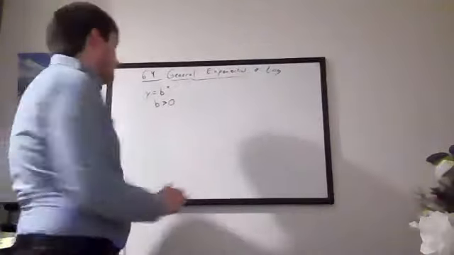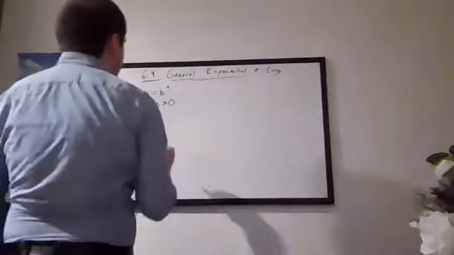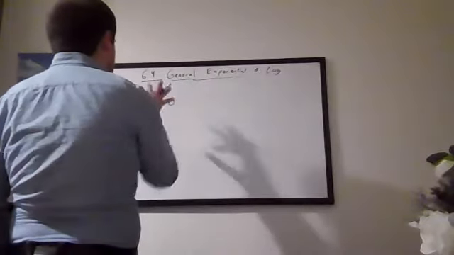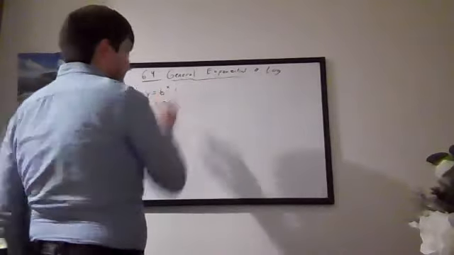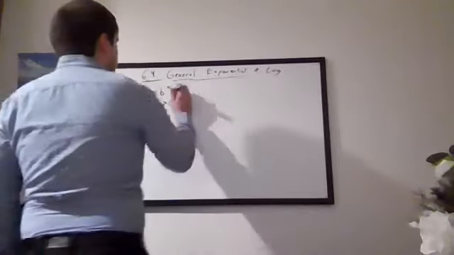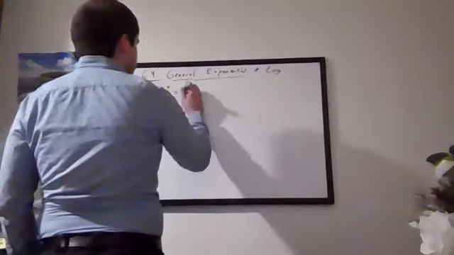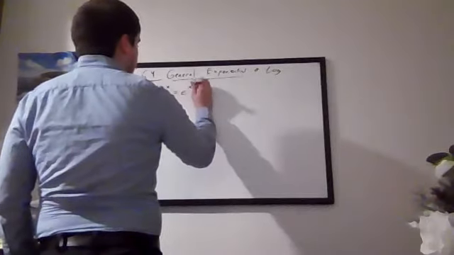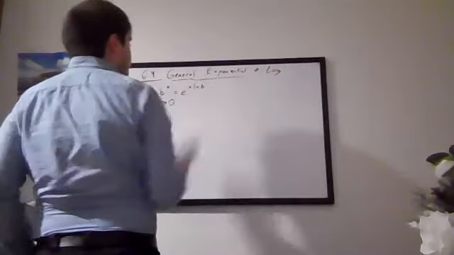Okay. Also, I want to be able to understand this function in context of e to the x, and so that's what I'm going to do. I'm going to rewrite b to the x as e to the x times the natural log of b.